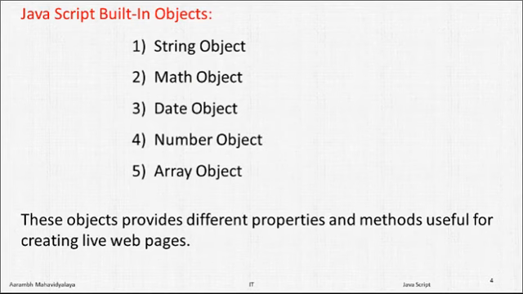Now our next topic is JavaScript built-in objects. In last lecture, we have seen that document objects having two types, built-in objects and user-defined objects. Let us see built-in objects. In JavaScript, total 5 types of built-in objects are available. First one is string object, second one is math object, third one is date object, fourth one is number object, and fifth one is array object. These objects provide different properties and methods useful for creating live web pages.